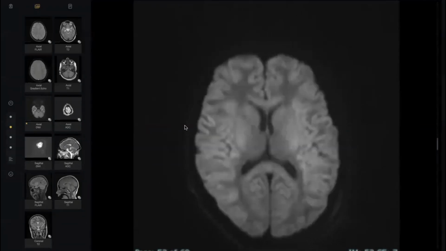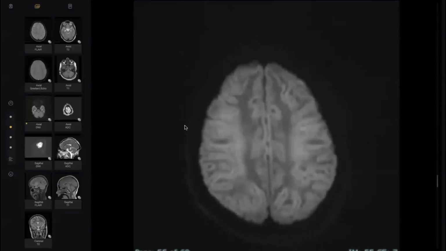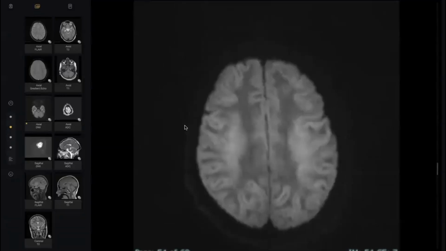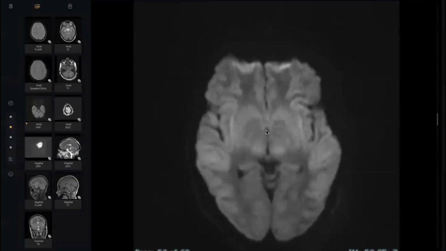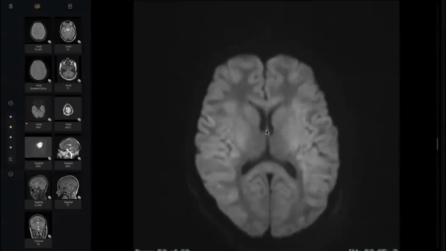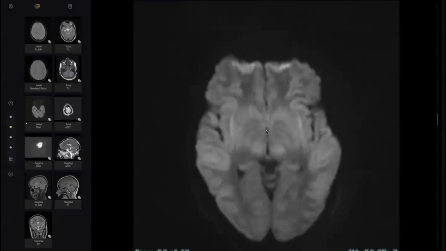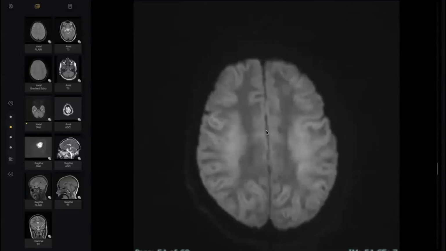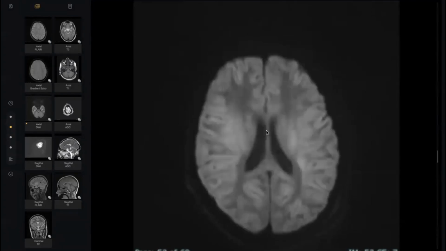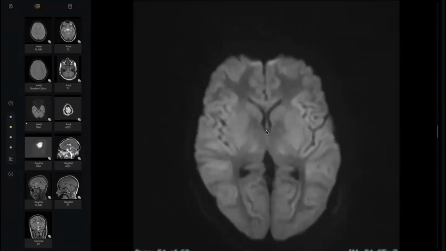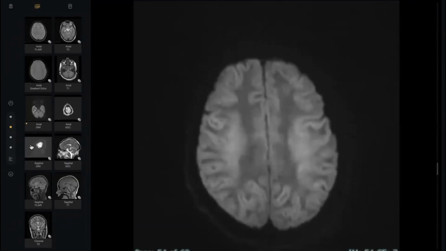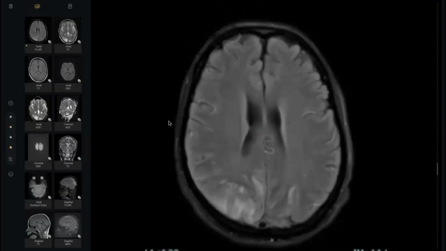See, bilateral symmetrical basal ganglia, and the corona radiata, and the central hemisphere, and the cortex. What else? Besides hypoxia, sir, it can be encephalitis or post-shock. No. Encephalitis will not be symmetrical like this. Which metabolic disease can cause the same picture? Sir, diabetic ketoacidosis, diabetic coma. Excellent. Then this patient, after follow-up, see what happened.